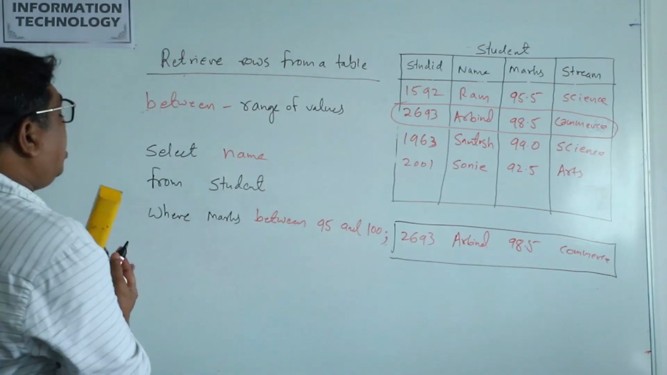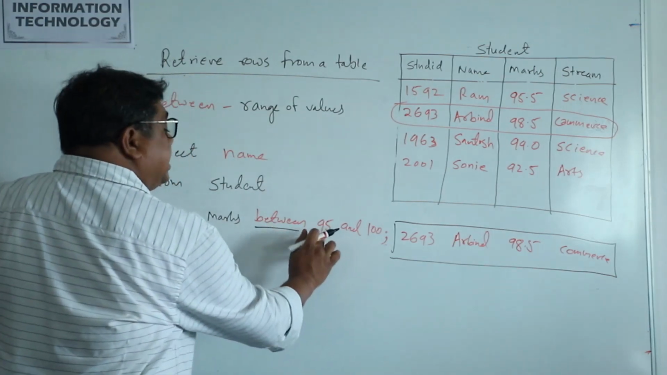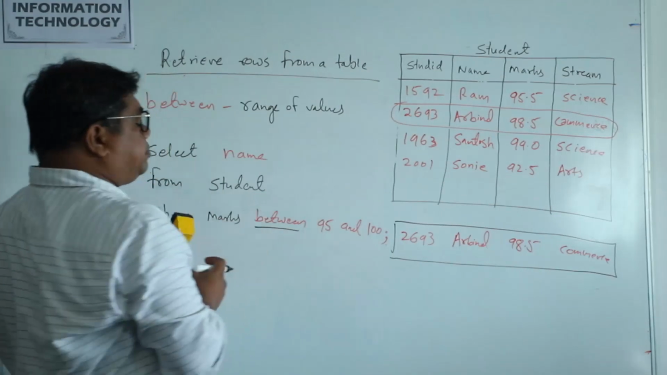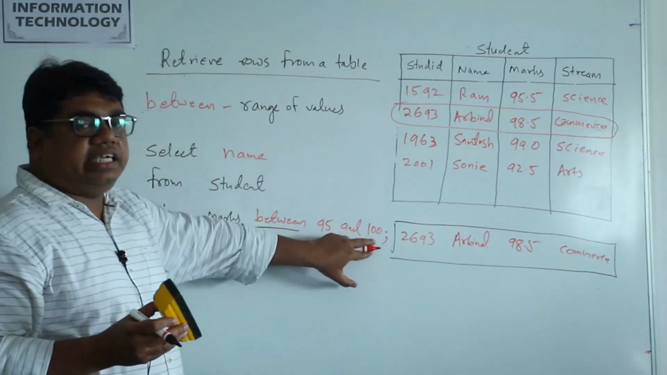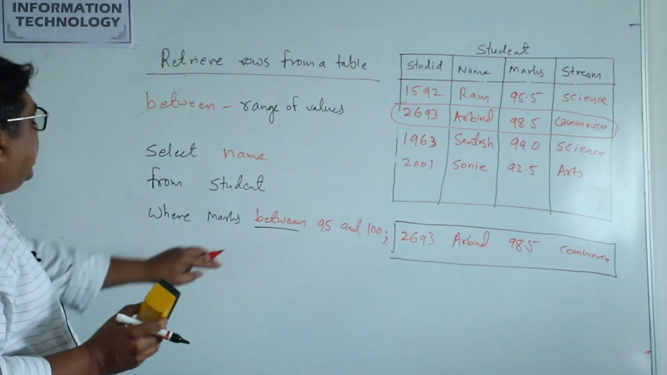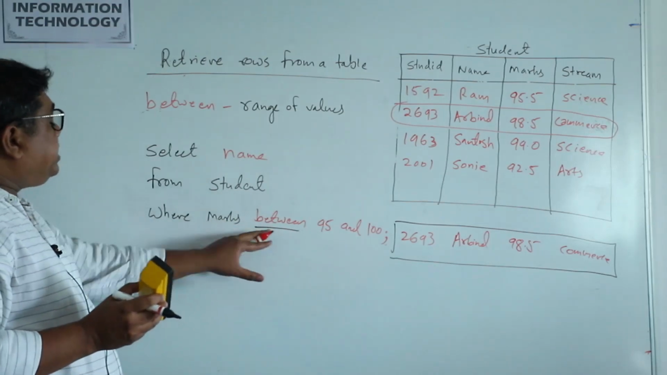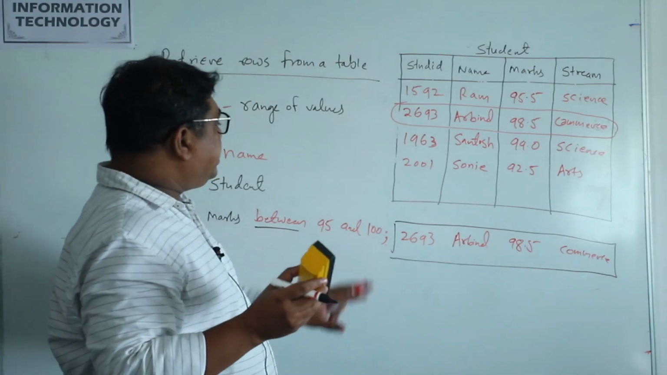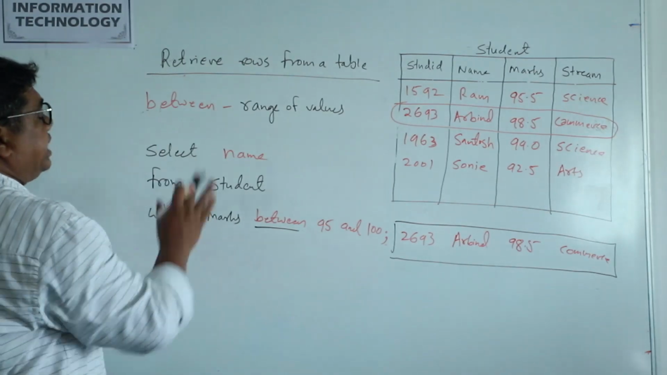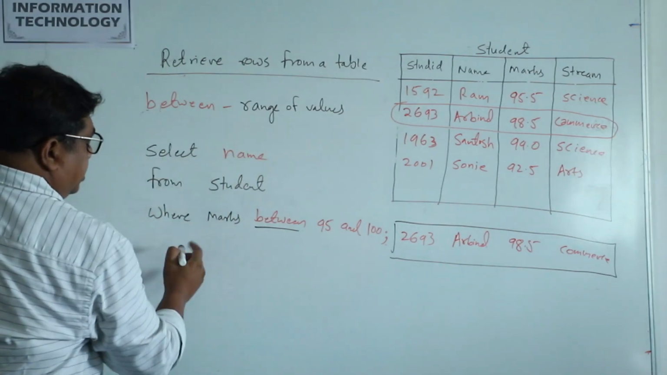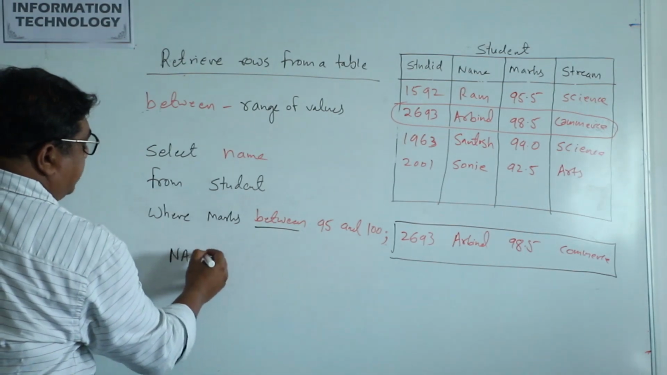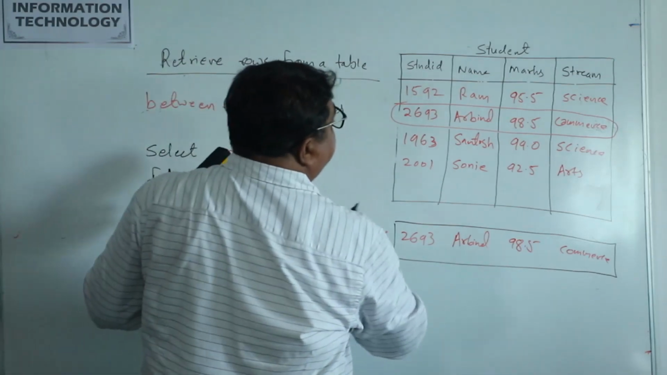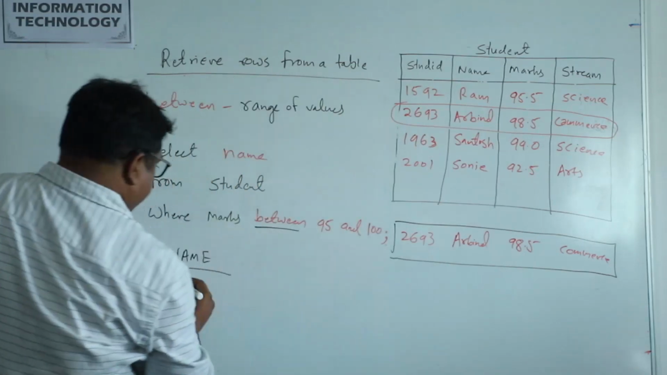This is an operator that includes both 95 as well as 100. If I have marks as 100, it will also display it. It includes 95 as well as 100 in the range. So here we have used the operator BETWEEN, with the condition on the marks column, between 95 and 100. So tell me what will be the output? The output will be name, because I have selected only one column, and whose marks are between 95 and 100. Yes, it will display Ram's data.